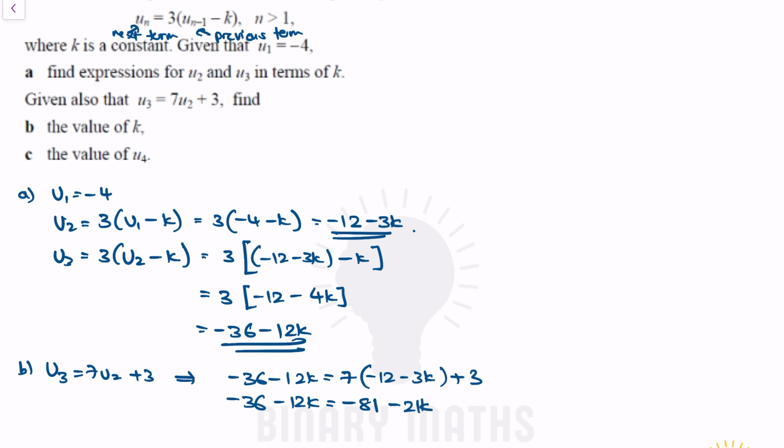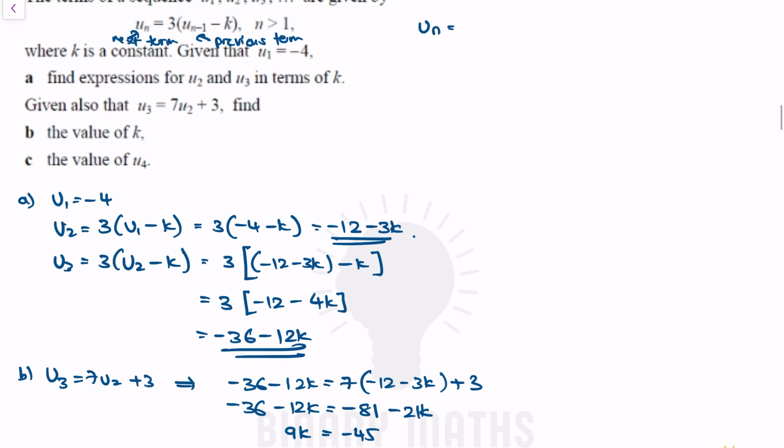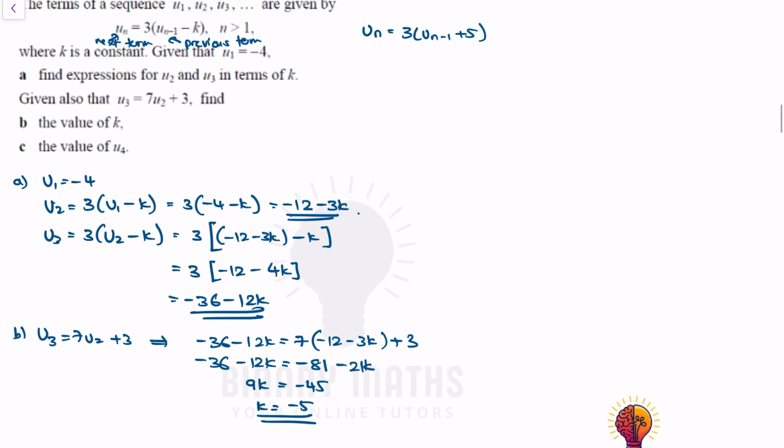If I move all the k's to the left-hand side, I get negative 12k plus 21k, which is equal to 9k. If I take the number constants all to the right-hand side, I get negative 81 plus 36, which is equal to negative 45, which means k must be equal to negative 45 divided by 9, which is equal to negative 5. So k must be equal to negative 5. So if I want to rewrite this, un is equal to 3 times un minus 1 plus 5, because minus 5 becomes plus 5.